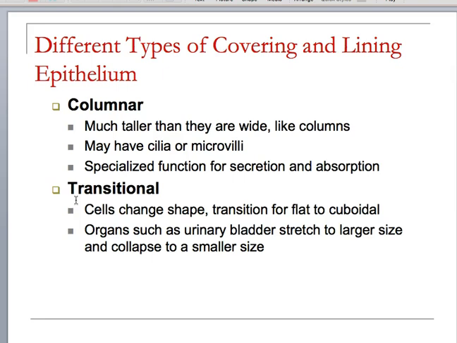let's say columnar epithelia that has a flat top that can be squished down to cuboidal. Think about what happened if you lined a balloon and you filled it with water, right? What would happen to the epithelial cells inside of that?